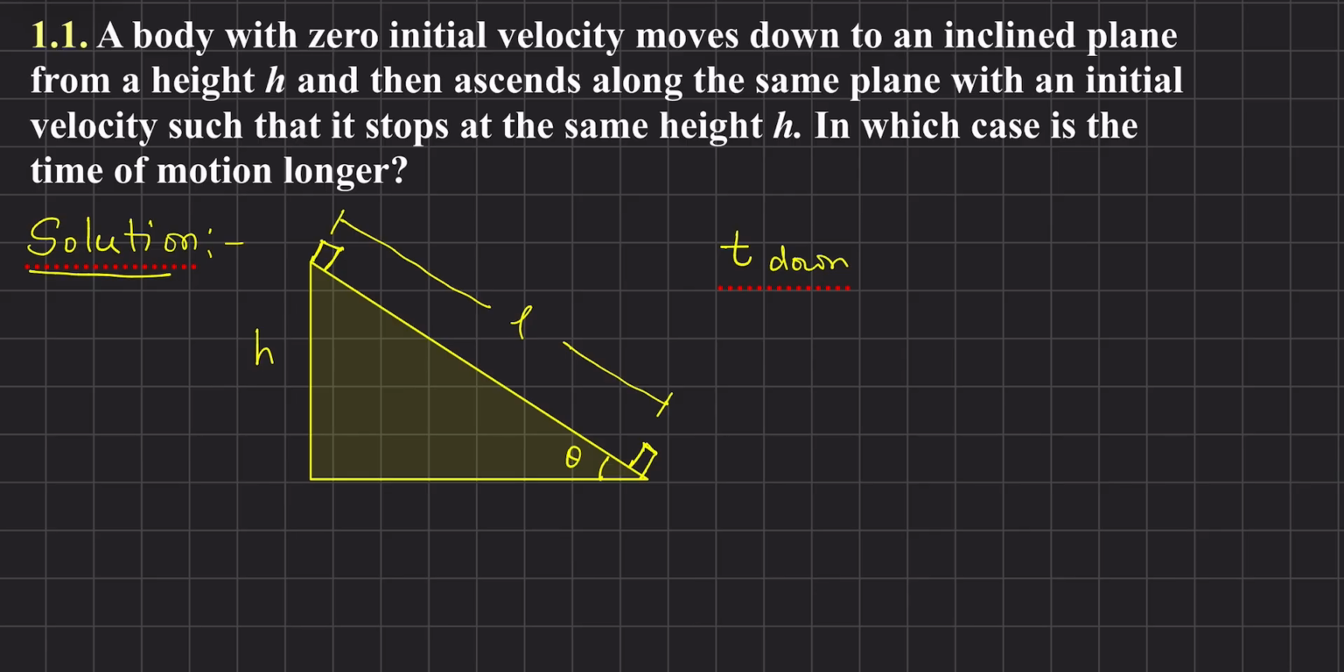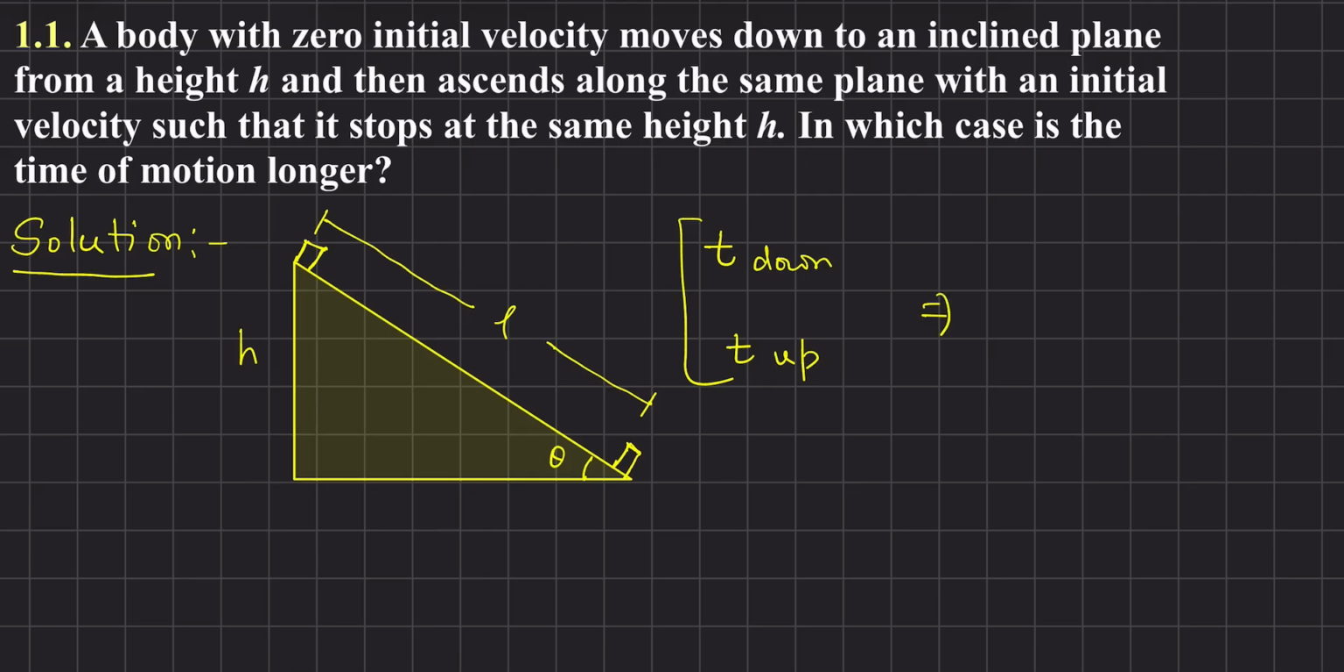Momentarily it is going to stop. This time is going to be t up. We can also write t descent and t ascent, but let's say this is t down and this is t up. So the question is asking which one is greater, t down or t up.